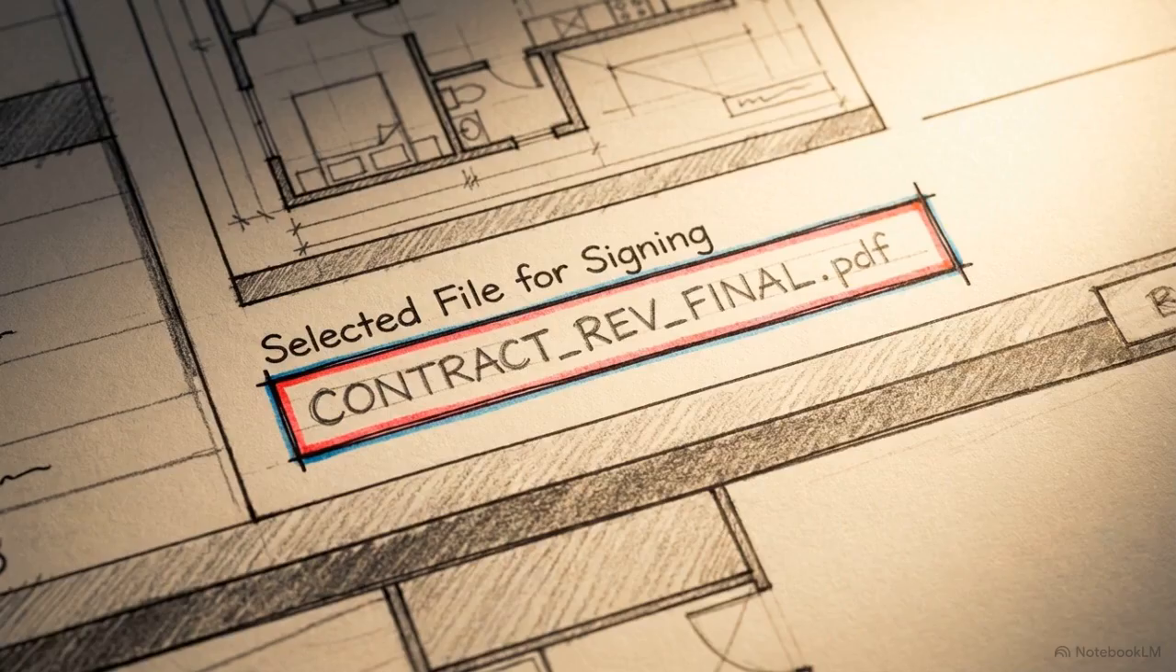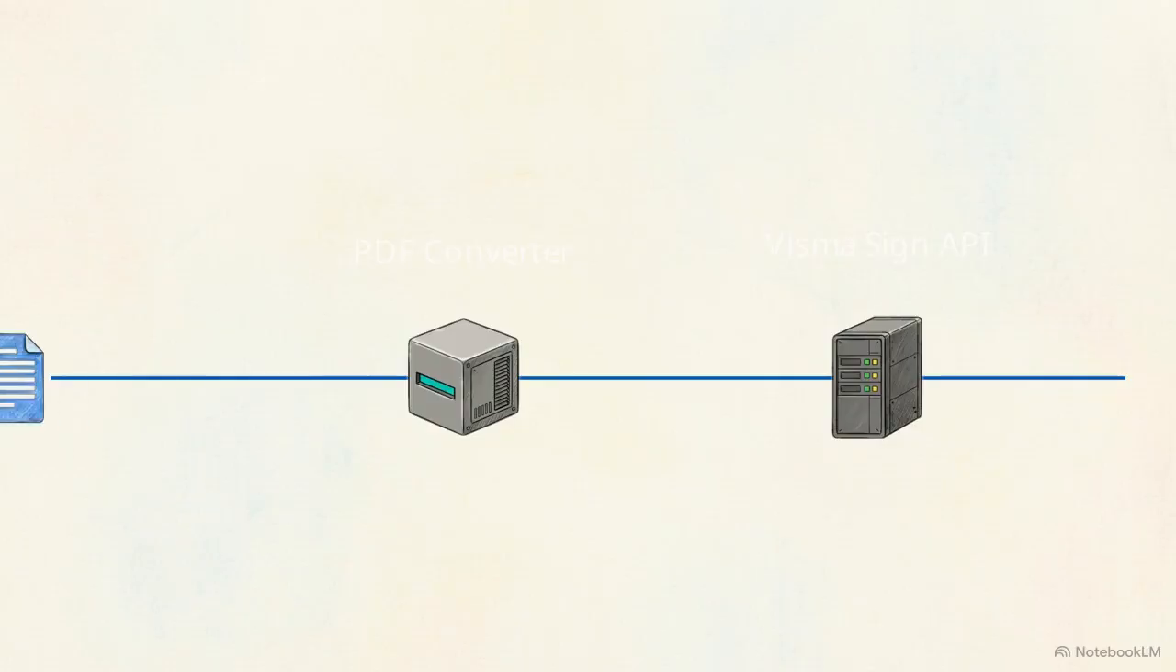The application introduces its primary structural boundary here. The custom file browser UI acts as a hard filter. When a user clicks a file, the application extracts only that explicit file ID and sends it to the backend. If that isolated ID points to a Google Doc, sheet, or slide, an automated pipeline immediately fetches the file and converts it into a static PDF, standardizing it for the Visma Sign API.